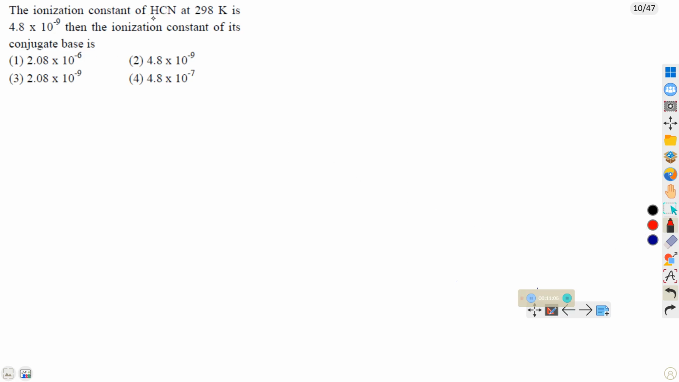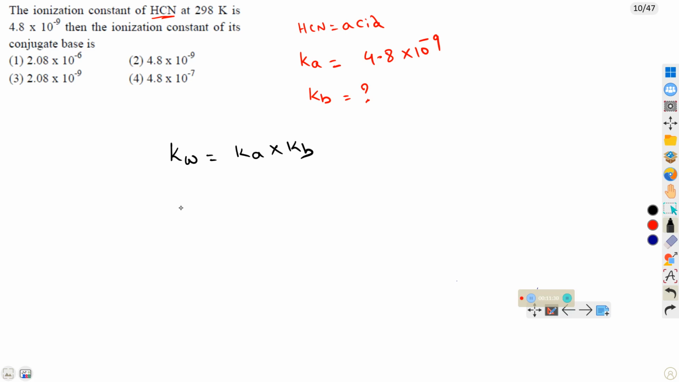Ionization constant of HCN. HCN is an acid, and the acid ionization constant value is given. Ka is equal to 4.8 into 10 power minus 9. Then calculate the Kb value. What we know is Kw, the ionic product of water, is equal to Ka into Kb. So Kb is equal to Kw by Ka.